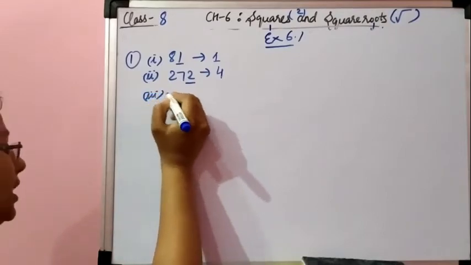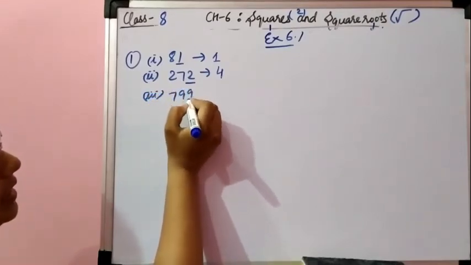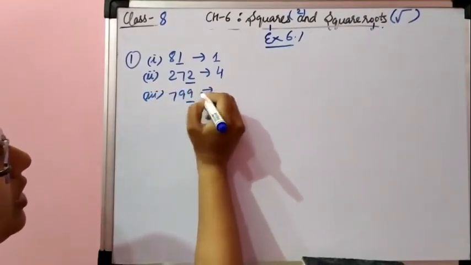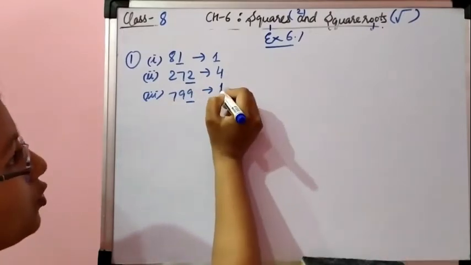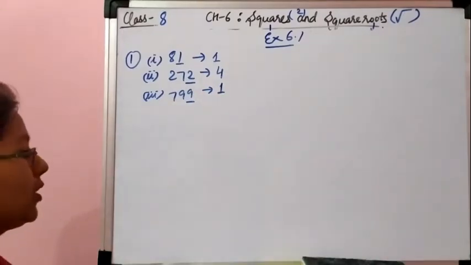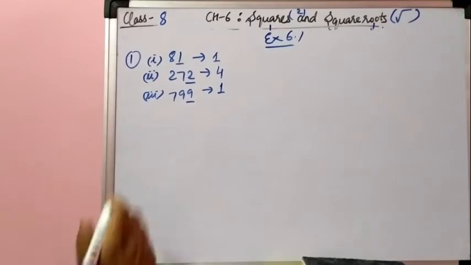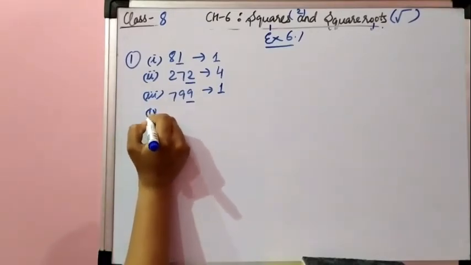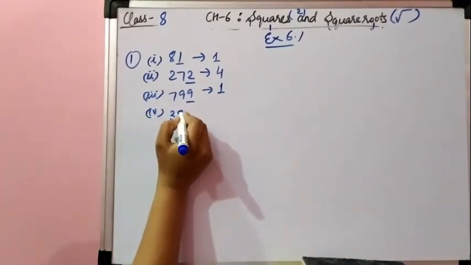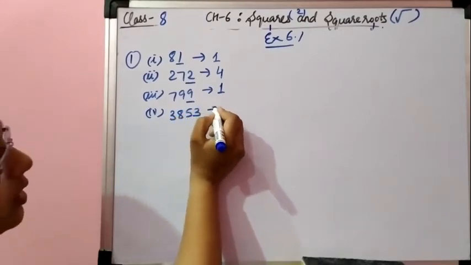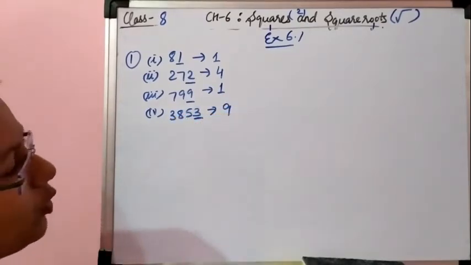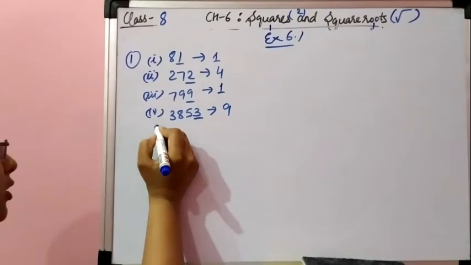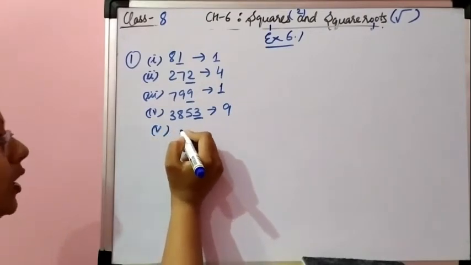Now for the third part it is 799. What is at the end? 9. So 9 nines are 81. So on squaring, what is coming at the end? 1. You only have to tell about the unit digit. Now for the fourth part, 3853. Now 3 is there, so on squaring what will I get? 9. For fifth part 1 2 3 4.